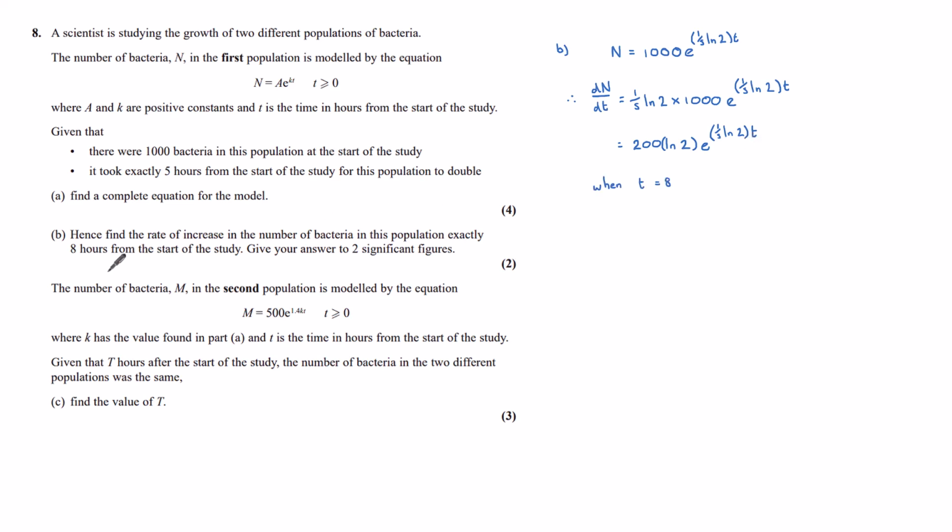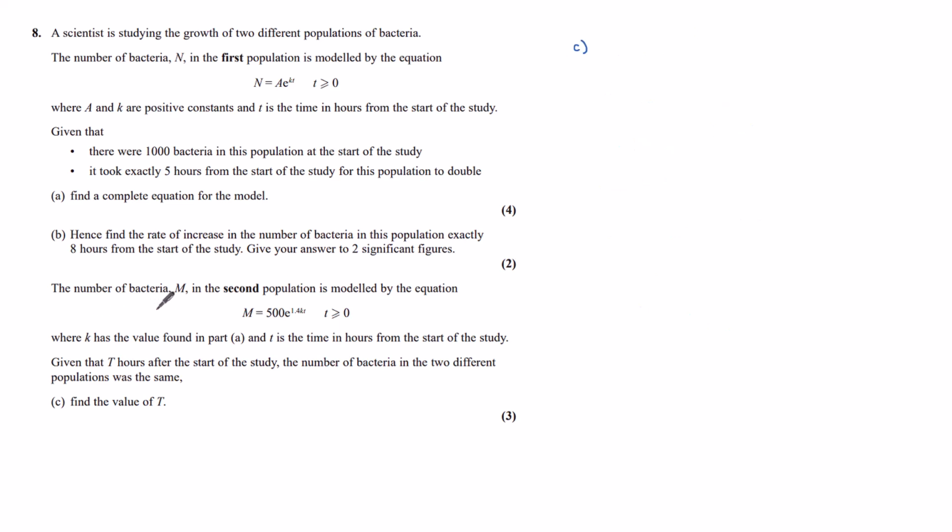We want the rate 8 hours after the start of the study, and so we want when t is equal to 8. Substituting 8 into our expression, we've got dn/dt = 200 ln 2 e^(1/5 ln 2 × 8), which is 420.24 and so on, which gives us an answer of 420 to the two significant figures asked for.